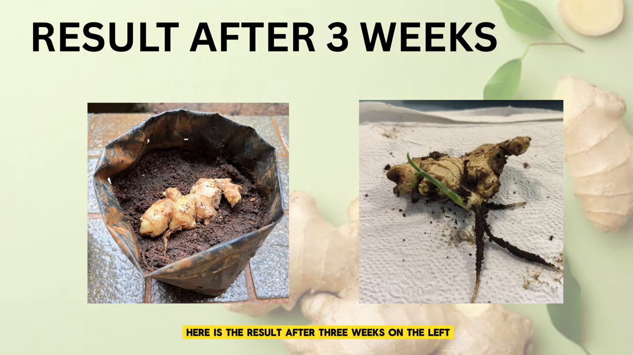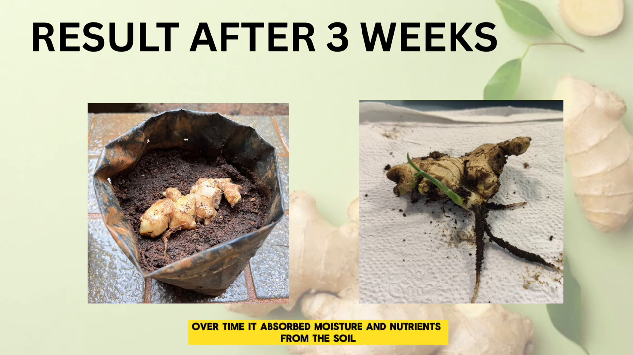Here is the result after 3 weeks. On the left, you can see the ginger piece planted in the soil. Over time, it absorbs moisture and nutrients from the soil. On the right, the ginger has started developing roots and small green shoots.